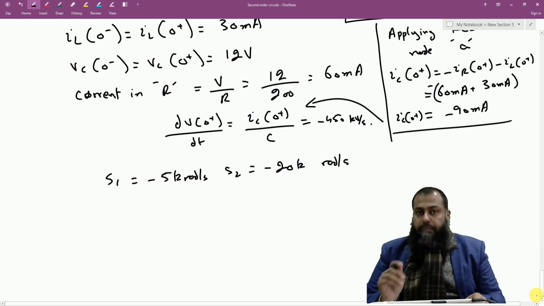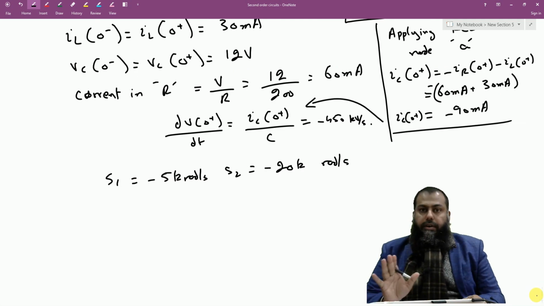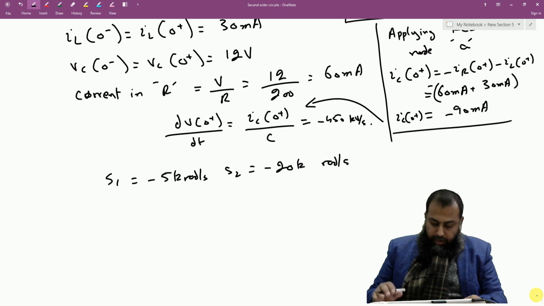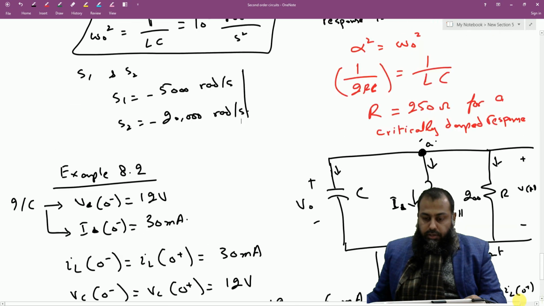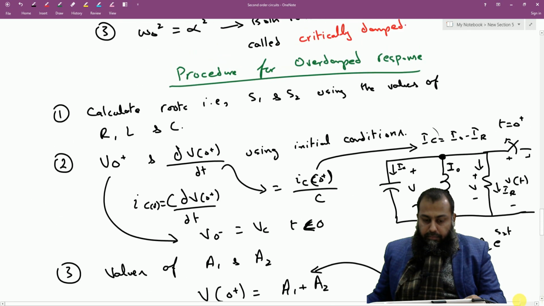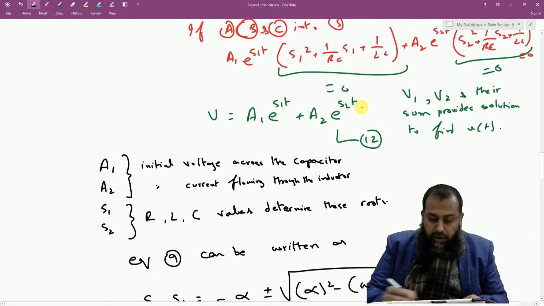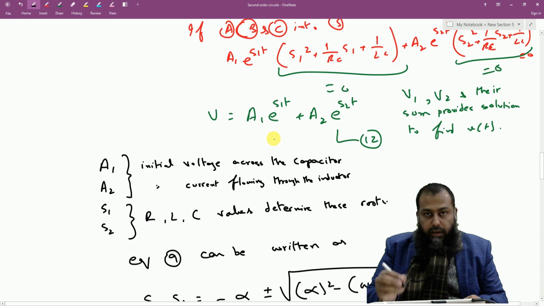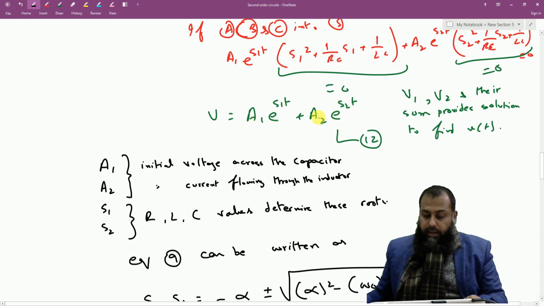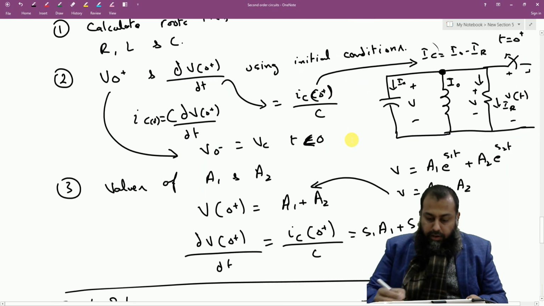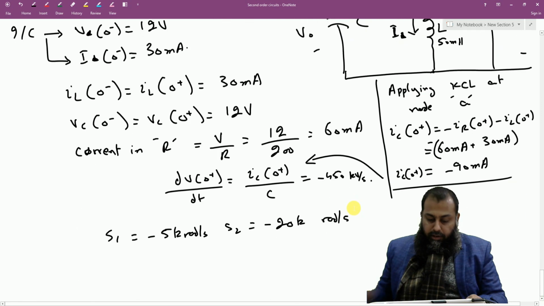So now we'll revert back to the general solution of an overdamped response, and that overdamped response is given in equation number 12. Let me show you this equation. This is my equation number 12, and here I have to put in all the values. S1 is known, S2 is known, only A1 and A2 are unknown. That we shall find out by using these two equations, right? So let me write down the equation.